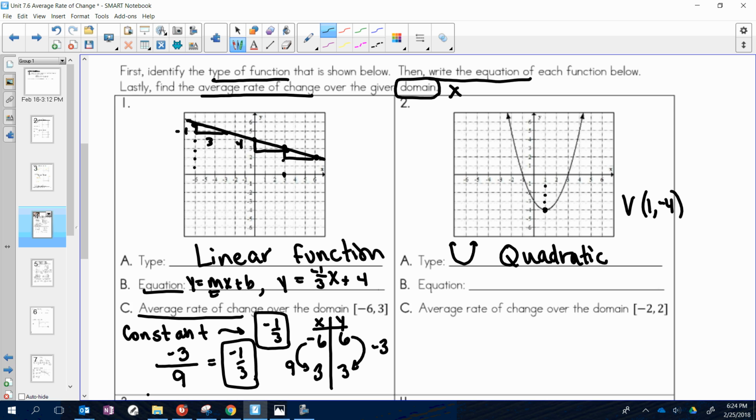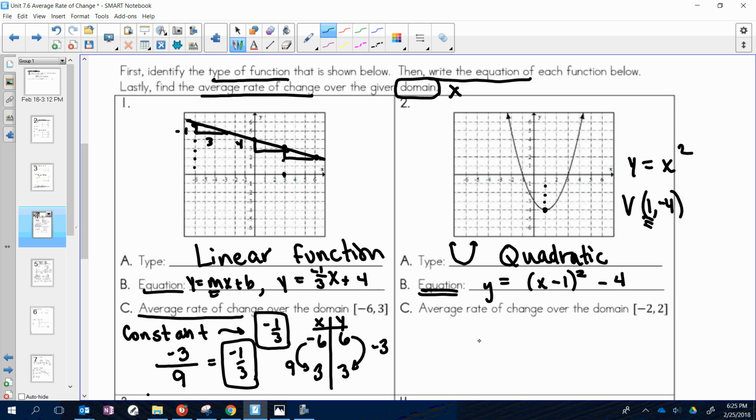And I got to have an x squared, so the parent function is x squared. So my equation is y equals. Make sure if it's asked for an equation, you put y equals. You have x minus 1 squared. Change the sign on the x value. Don't change the sign on the y value. So minus 4 on the outside.